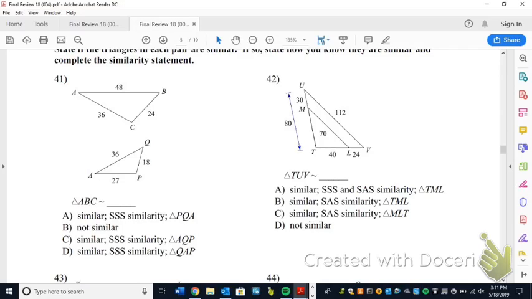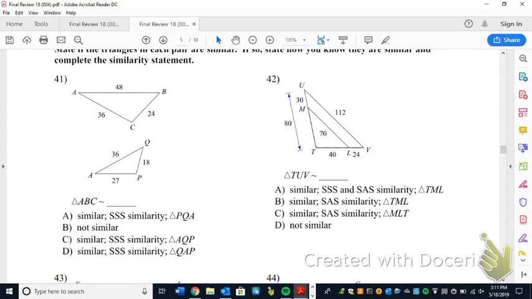Okay, so number 41. Are they similar? All we have is side lengths. Remember, similarity means proportional sides and equal angles. So we can do angle-angle similarity, side-side-side similarity, or side-angle-side similarity. If we look down at the answers, they're all side-side-side.